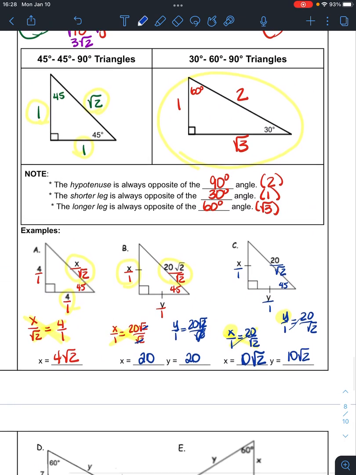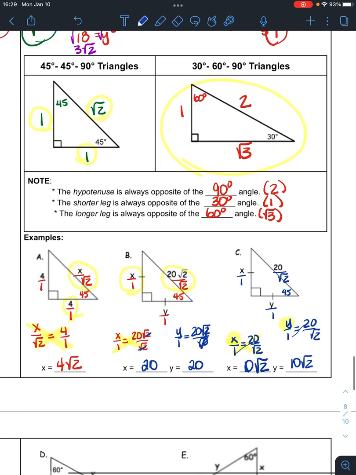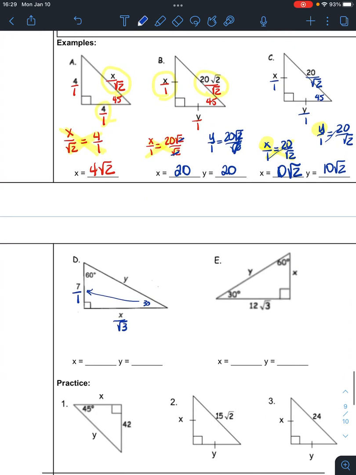Your root 3 goes across from the 60, so I'm going to put my root 3 underneath my x, and then your 2 goes on the hypotenuse. Sometimes I like to put the 1 and then the 2, and then the root 3 goes on the leftover side, just because it makes more sense to me.